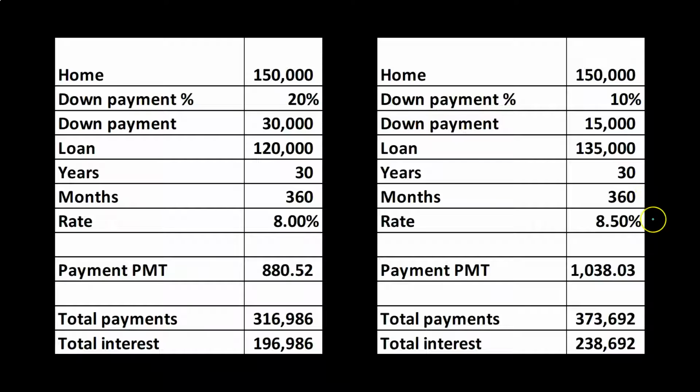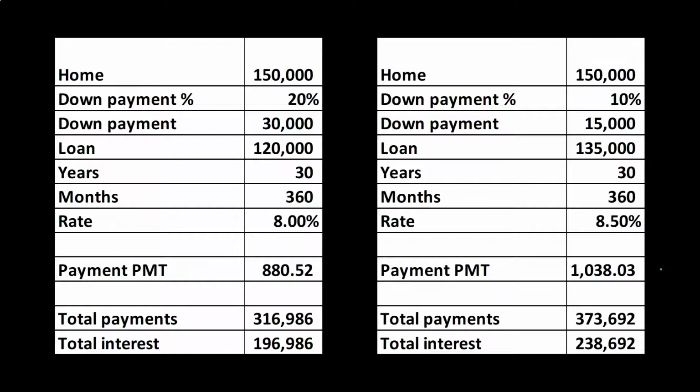Because we have a higher loan, you would expect the rate would go up. There's a significant increase in the loan amount. You would expect, the way the loans work, an increase in the rate to 8.5%. The result on the payment then is an increase to $1,038.03.